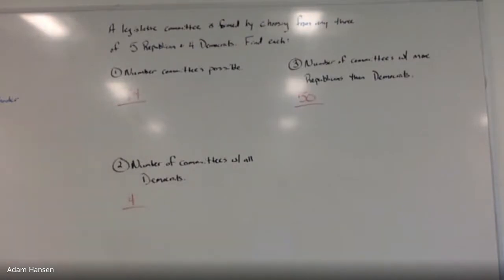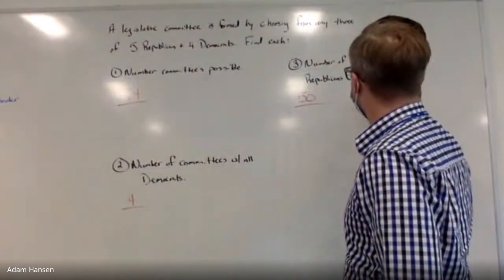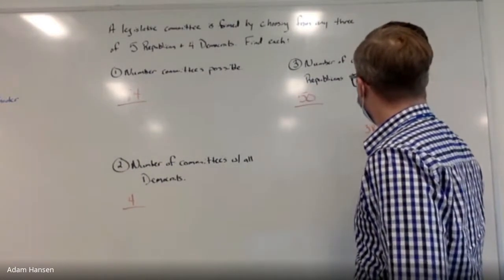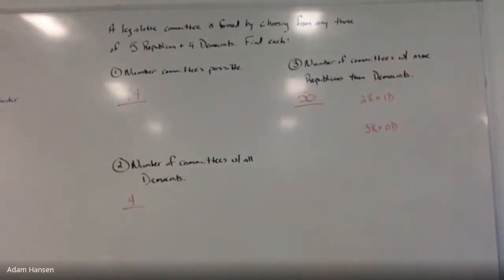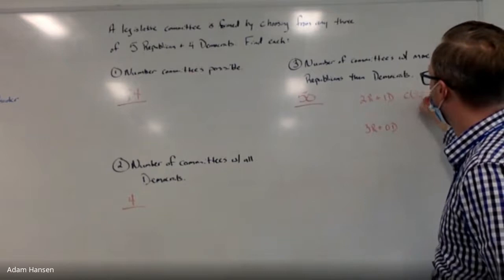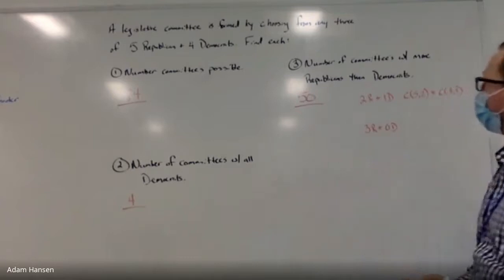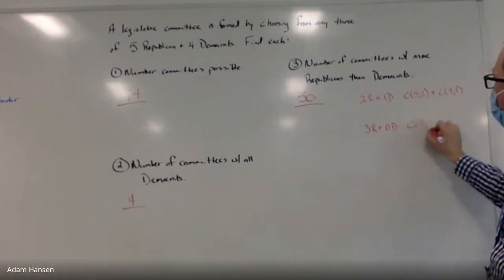That last one's kind of difficult, because if you have more Republicans than Democrats, you can have either 2 or 3 Republicans, right? So I have to do 2 Republicans and 1 Democrat, and 3 Republicans, no Democrats. So that's 5 choose 2 times 4 choose 1. I think that's 40. The other 10 come from all 3 Republicans.